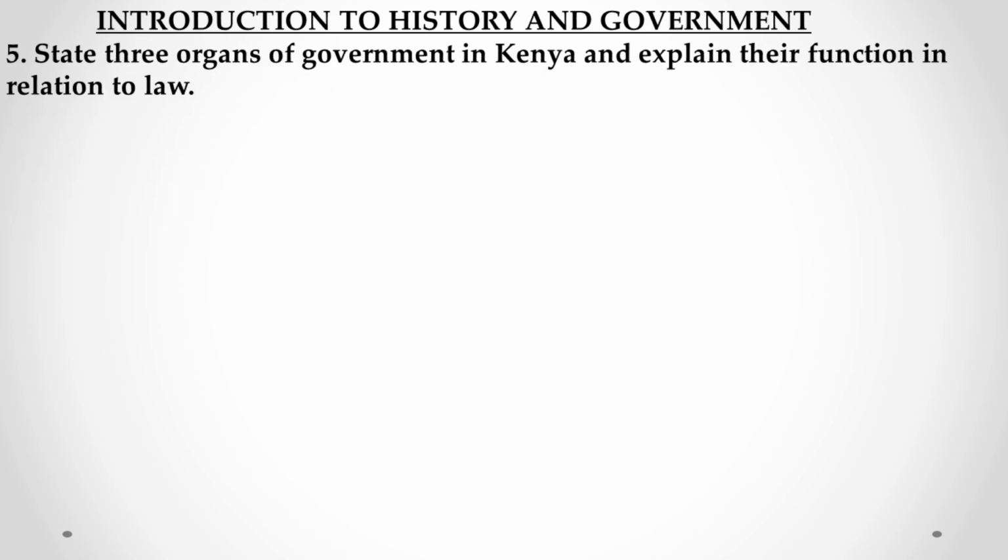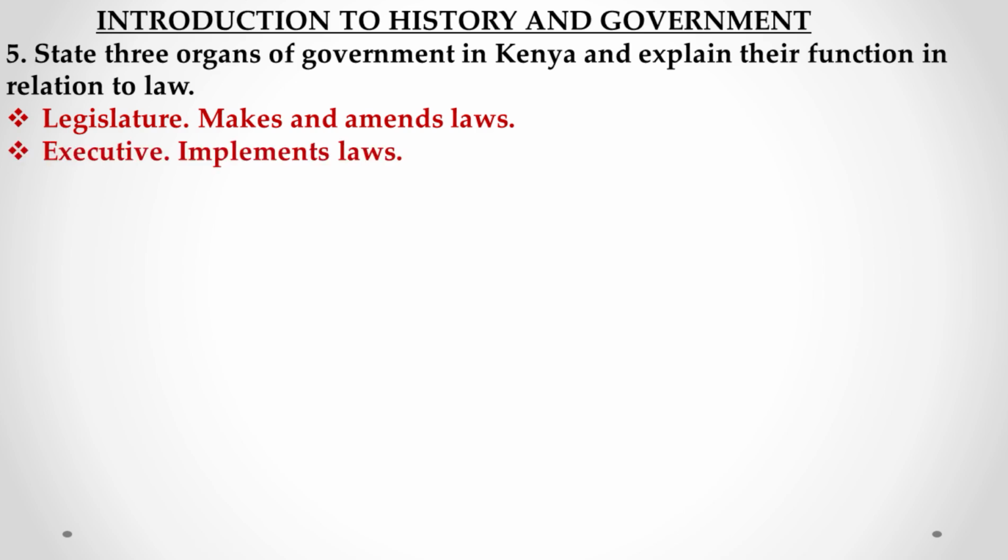Question 5. State three organs of government in Kenya and explain their function in relation to law. We have the legislature, and its work is to make and amend the laws. And in Kenya, the legislature is bicameral, whereby it is divided into two houses, the lower house and the upper house. Another organ of government is the executive, which has the role of implementing the laws which have been made by the legislature. And another organ is the judiciary.